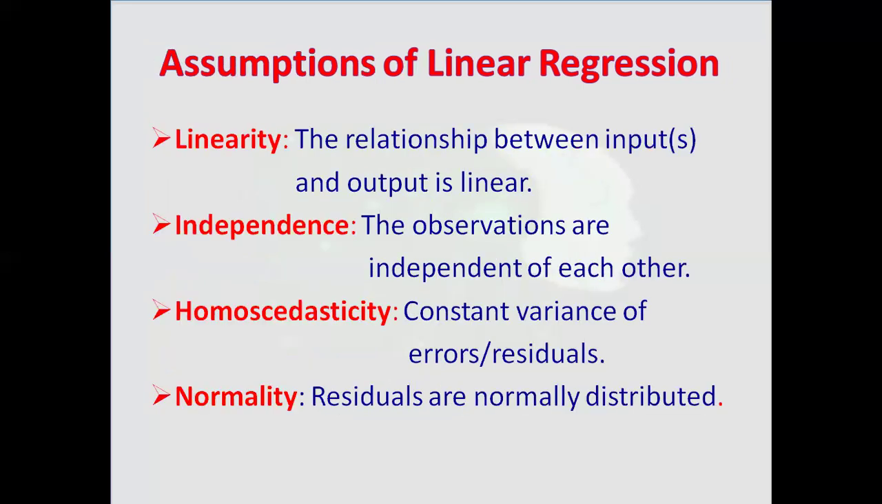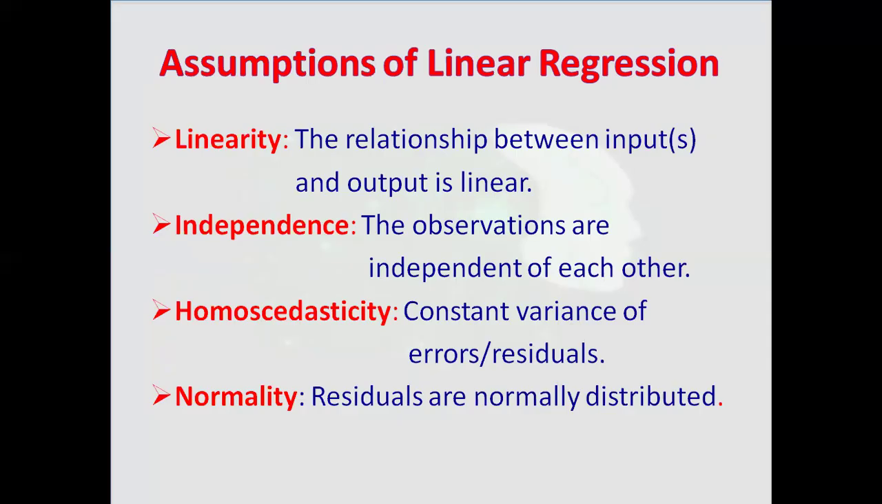And what are the assumptions made in linear regression? The first one is linearity. For linear regression to provide reliable results, several key assumptions must be met. First, linearity assumes a straight line relationship between the independent and dependent variables. Independence means that the observations or data points should not influence one another.